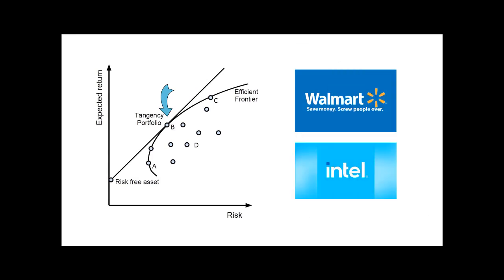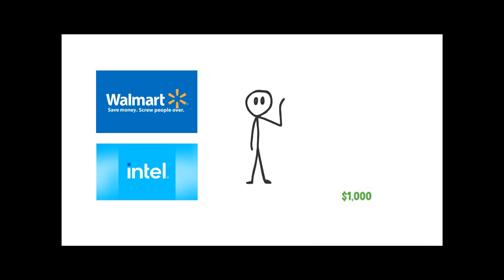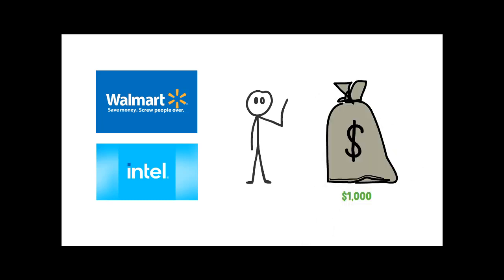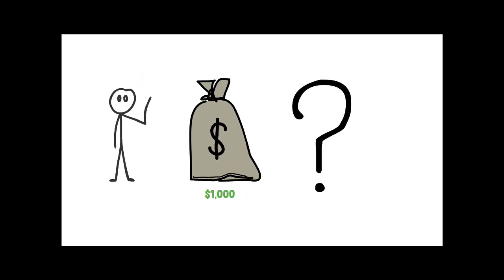Let me ask you a few questions so you understand the essence of efficient diversification. If you have $1,000 to invest and have decided to invest in Walmart and Intel stocks, how many stocks will you buy for each of the companies while not exceeding your $1,000 limit and at the same time constructing an optimum portfolio that maximizes your portfolio return and minimizes your portfolio risk? In this video, we will find the answer to this question.